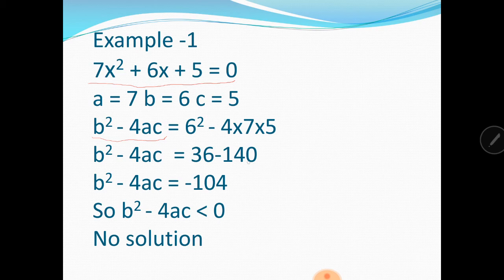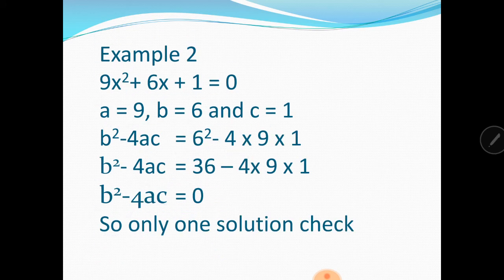So 36 minus 140 is −104. So this is negative. So b² − 4ac is less than 0. That means we don't have a solution for this quadratic equation. Now let's take another example where we can find one solution. So this is 9x² + 6x + 1 = 0.